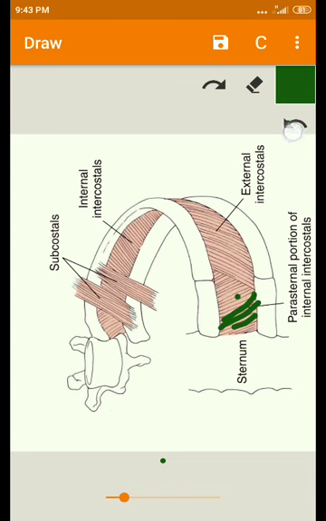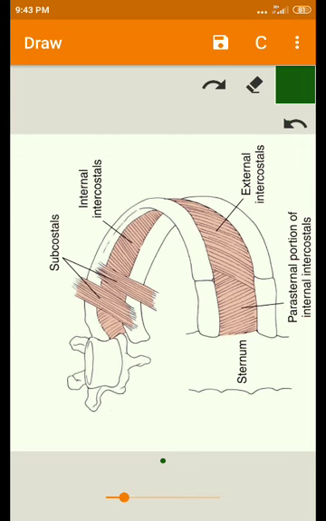If you see how the external intercostalis fibers are running, you can see a hand-in-pocket pattern. So if you put your hand in your pocket, how the hand will move, hand in pocket. In that way, the external intercostalis fibers are oriented.